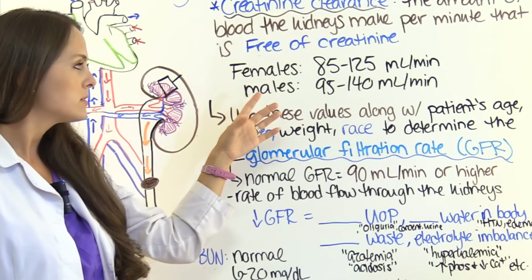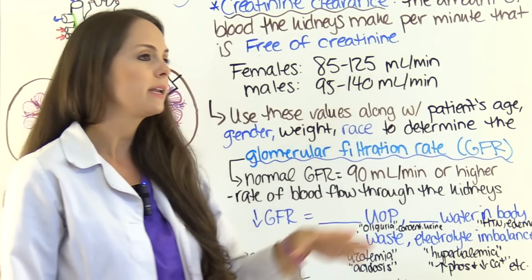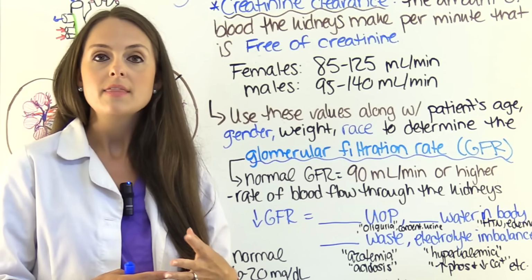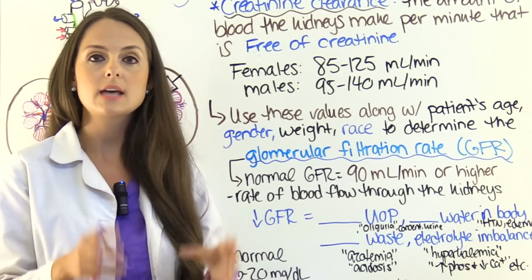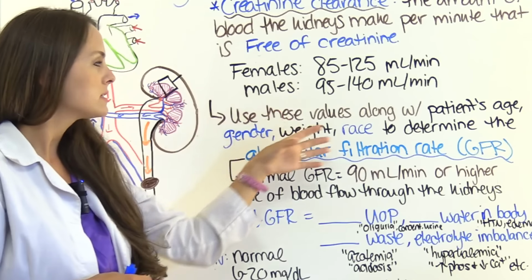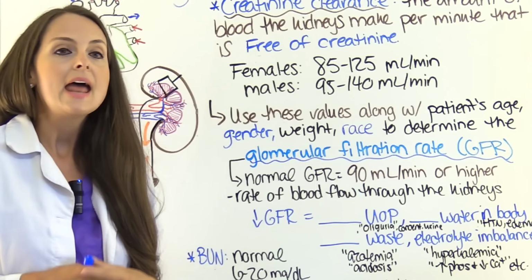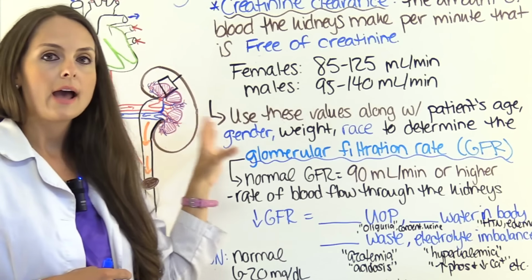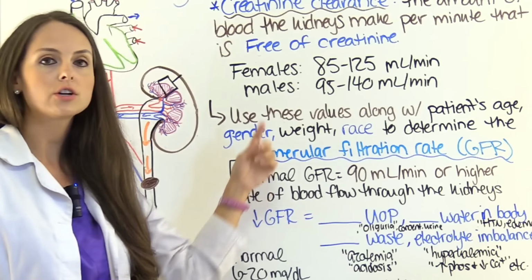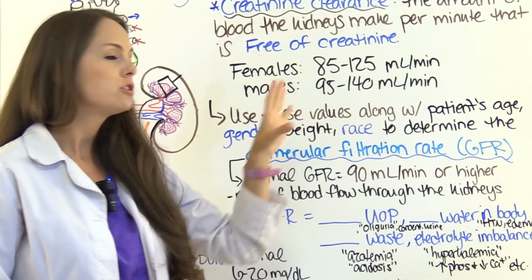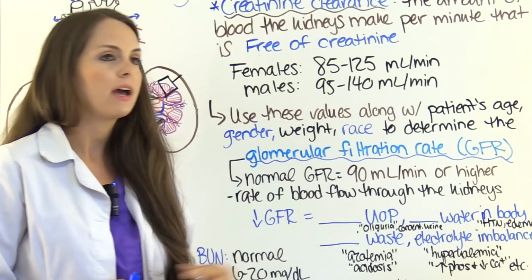So for females, the normal range is 85 to 125 milliliters per minute. That is the amount of blood that a woman should be producing through the kidneys that should not contain creatinine. And for males, it'll be 95 to 140 milliliters per minute. Now, you can use the creatinine clearance values along with the patient's age, gender, weight, and race to determine what is known as the glomerular filtration rate, the GFR.